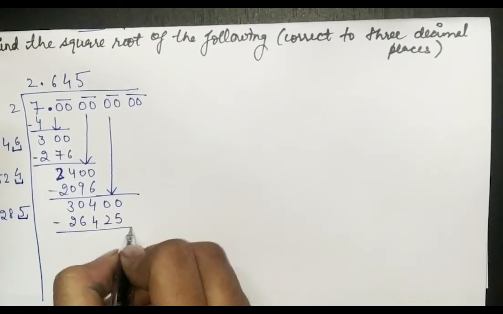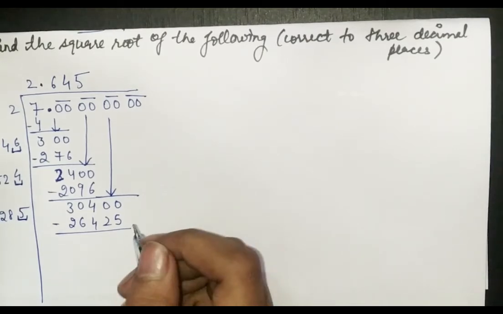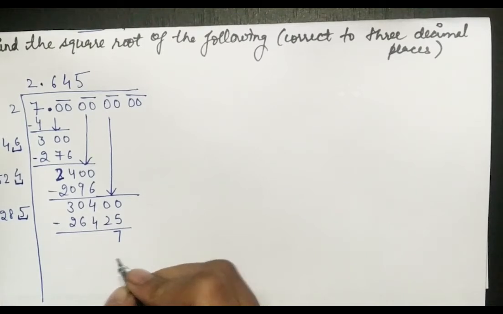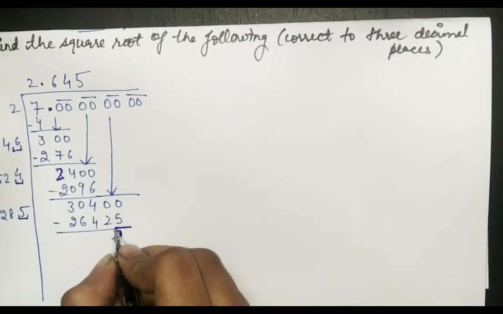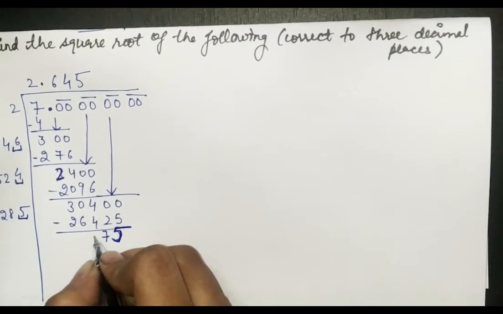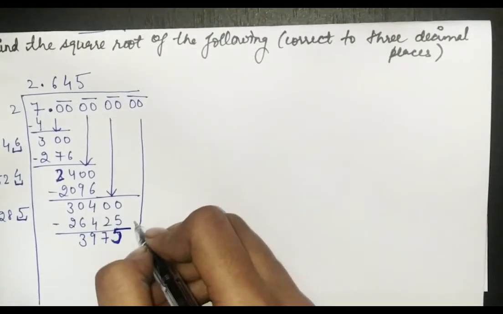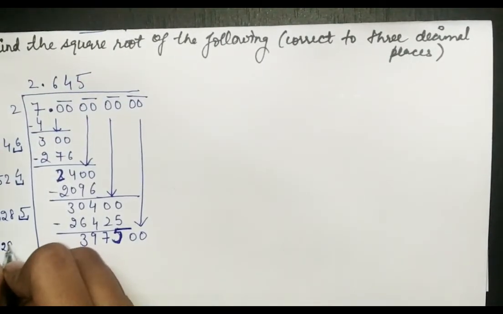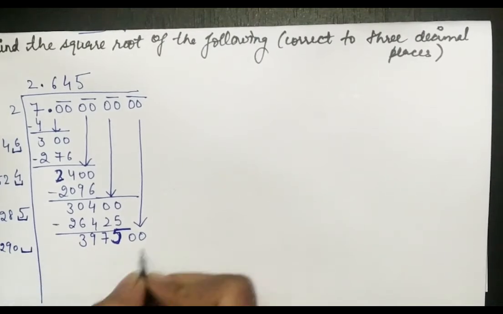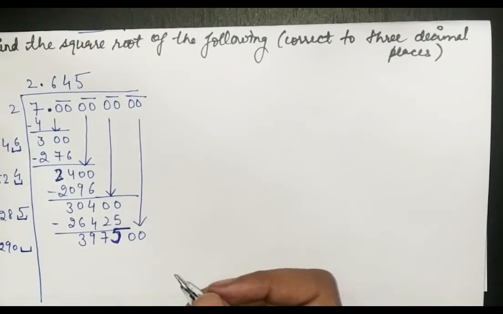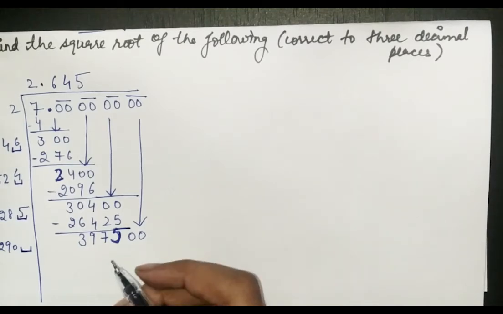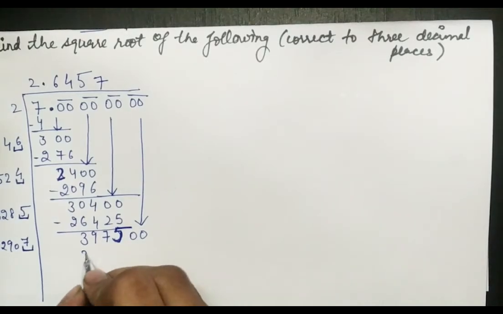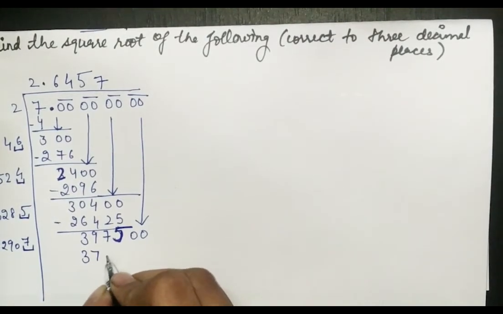So by subtracting this we get 3, 7, 5, 7, 9, 3, and then again 0, and then the double of 2645, that will be 5290, and then we want one number so that this will be completely divisible or lesser than this, so that will be 7. So 7 means 37 and 0, 3, 4, 9.